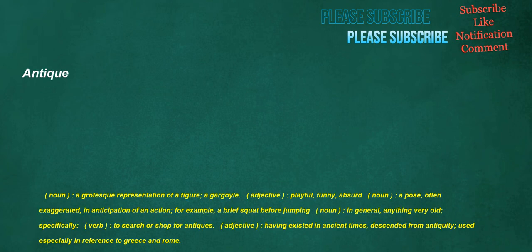Antique. Noun. A grotesque representation of a figure, a gargoyle. Adjective. Playful. Funny. Absurd. Noun. A pose, often exaggerated, in anticipation of an action. For example, a brief squat before jumping. Noun. In general, anything very old. Specifically, verb. To search or shop for antiques. Adjective. Having existed in ancient times. Descended from antiquity. Used especially in reference to Greece and Rome.